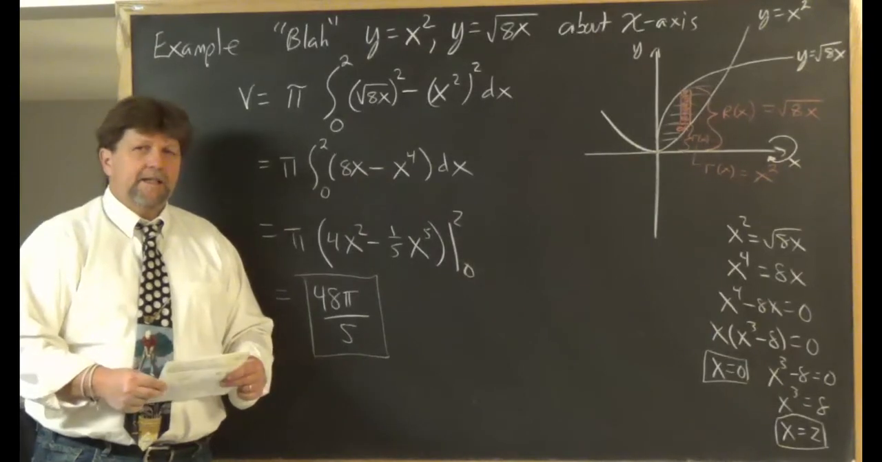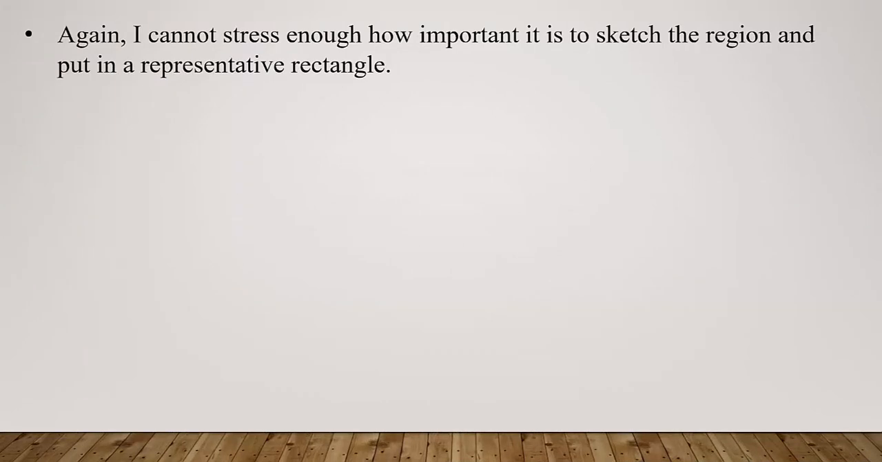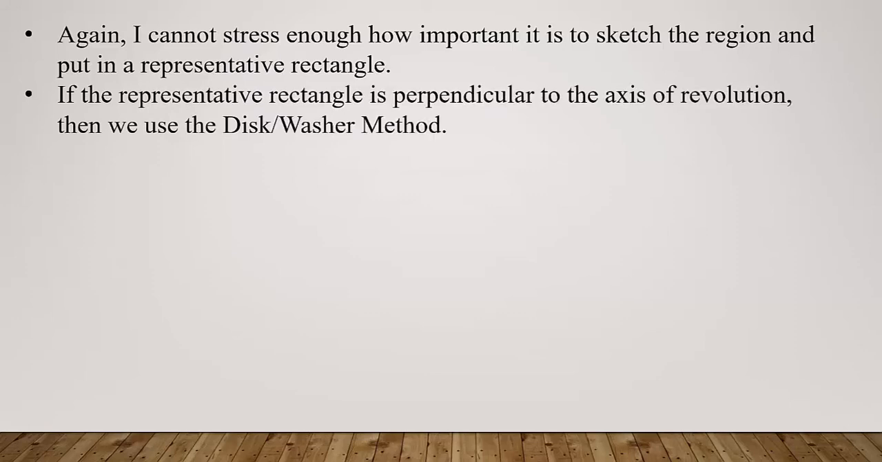So let's head back to the slides and see what is next. All right, that example wasn't too bad. Folks, I cannot stress enough how important it is to sketch the region and put in a representative rectangle. This is the key to all of these problems, and the next section as well. If the representative rectangle is perpendicular to the axis of revolution, you're going to use the disk/washer method.